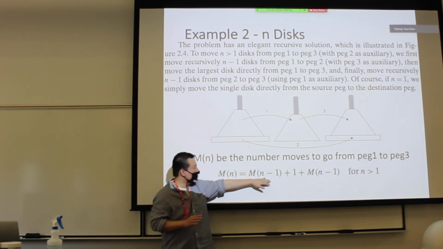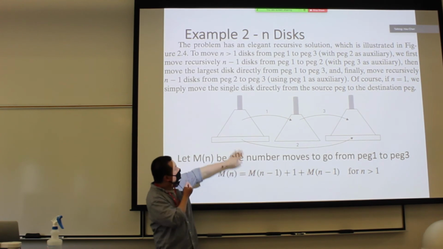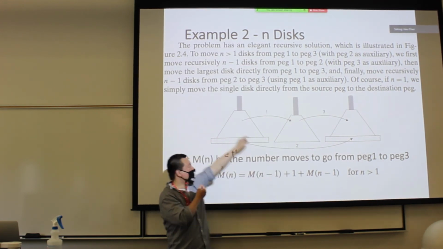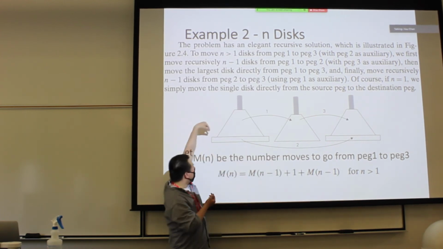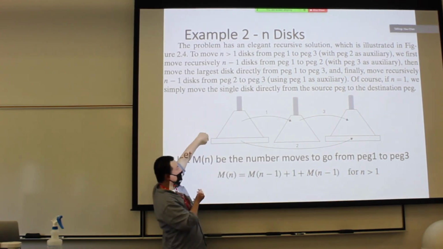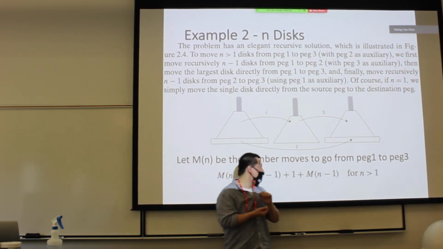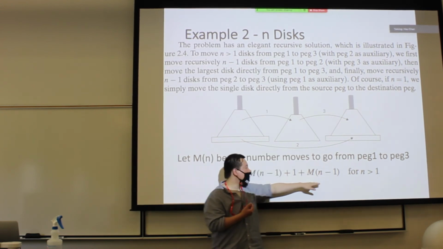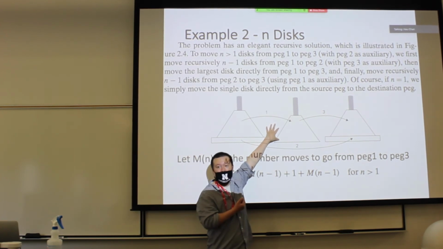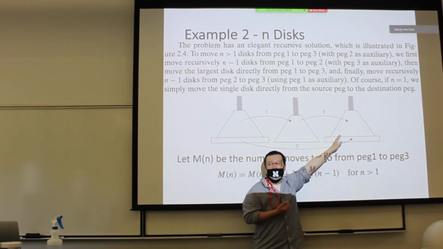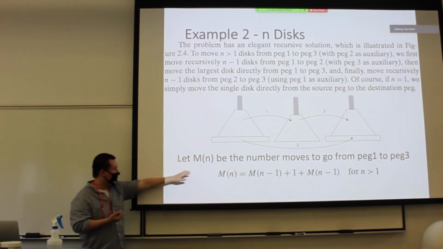So again, M of n minus 1 is the initial operations where you need to move the disks to the second pile. The 1 here denotes the number of operations to move the largest disk to the last peg. And finally, the M of n minus 1 is the remaining operations we need to do to move the last pile to the one on the right. So this is a recurrence relation.